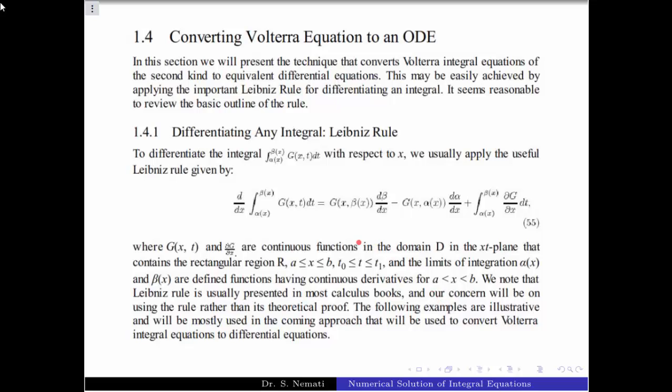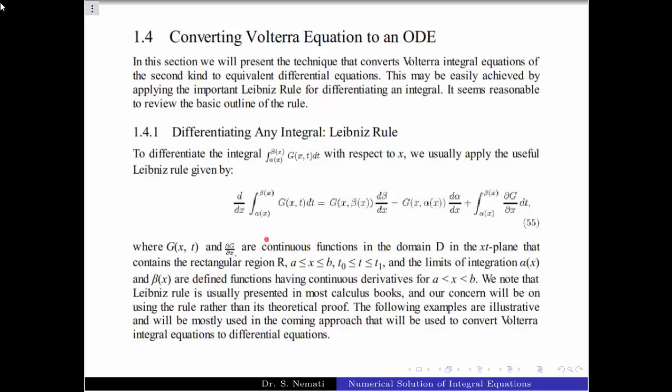Okay, let's continue. I was talking about how to convert a given integral equation to an ordinary differential equation. On the other hand, if an ordinary differential equation is given to you, how you can convert it to an integral equation. Before starting the discussion, we first should learn how to take derivative from integrals.